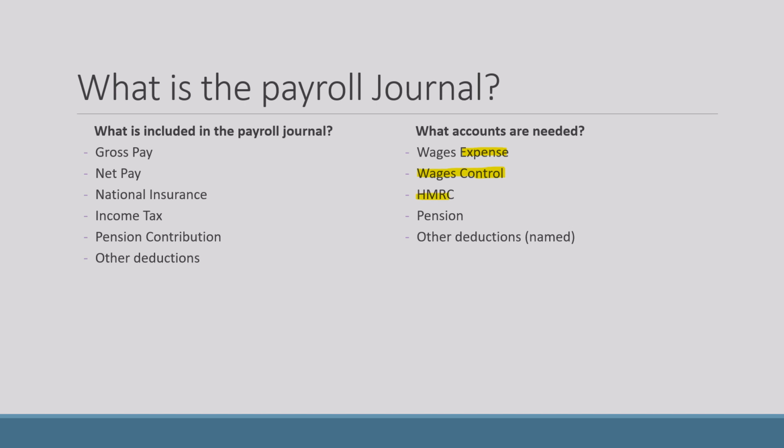Your HMRC account is your liability for what you will have to pay HMRC in your next payment to them. Your pension account, again, is how much is going to be paid to your pension provider. And then any other deductions will be an account that takes anything like trade unions, and therefore what you will have to pay out in the future. Okay, so that's what's included in a payroll journal, and they're the accounts that are needed. So we can go on now and have a look at what is actually involved.